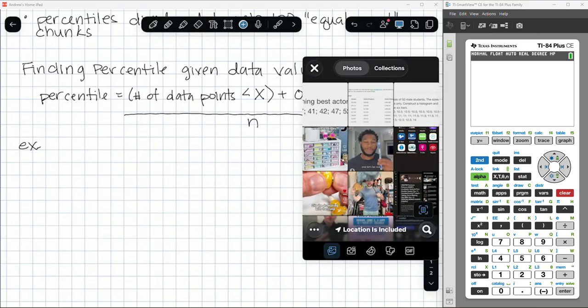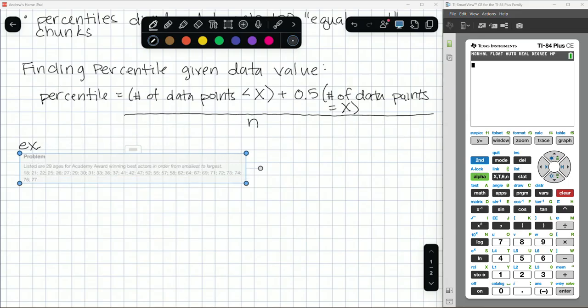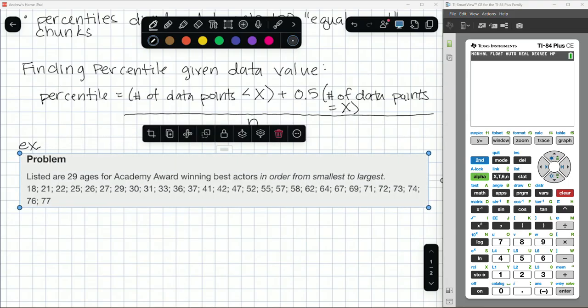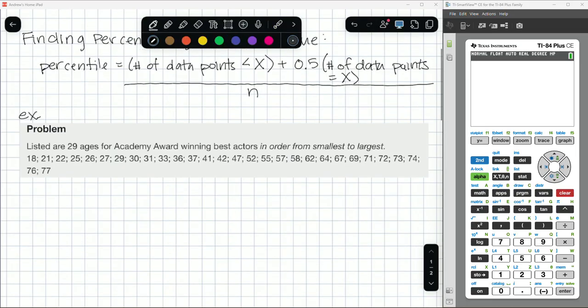So let me go ahead and pull that data up. What I have here is a list of ages for 29 Academy Award-winning Best Actors. This list has been sorted in order from smallest to largest. That's helpful because when I do this calculation, I need to know the number of data points less than x, which means I need to have the list in order so I can figure out how much is less than x. We'll do 2 examples here. For our first example, we want to find the percentile for an age of 58.